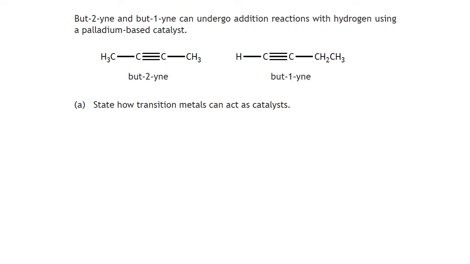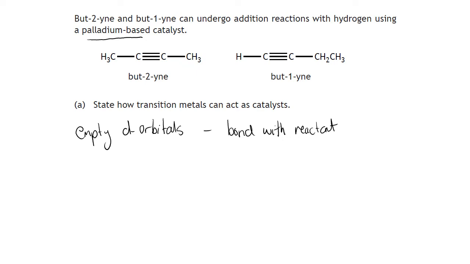In this question, we've been asked how transition metals can act as catalysts. Even though you've shown organic molecules, it's asking about how the transition metals can act as catalysts. Now, catalysts, remember, you can have homogeneous or heterogeneous catalysts. This one, palladium is a solid, so this is going to be a heterogeneous catalyst. What helps a transition metal be a catalyst is that you have empty d orbitals, and so you can bond with the reactant. You also have the ability to have variable oxidation states.